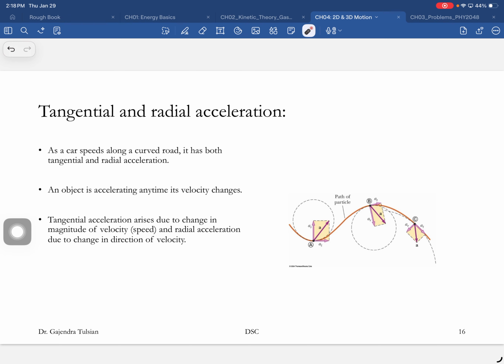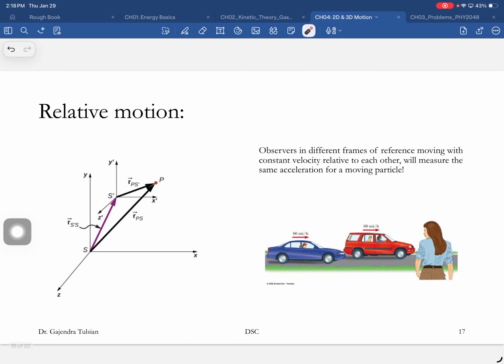What is this notation? The position of the particle with respect to frame S: R_PS is equal to R_SS' plus R_PS'. I'll rewrite this: R_PS' plus R_S'S.